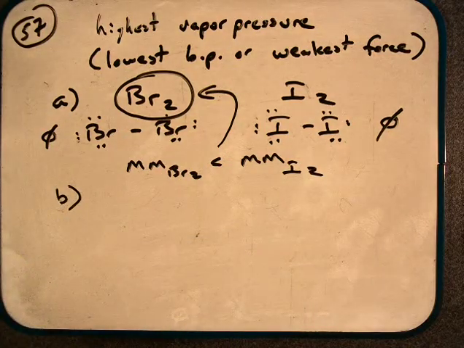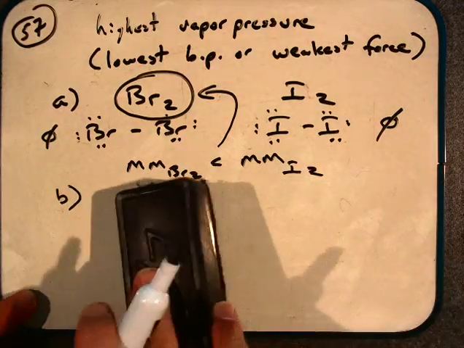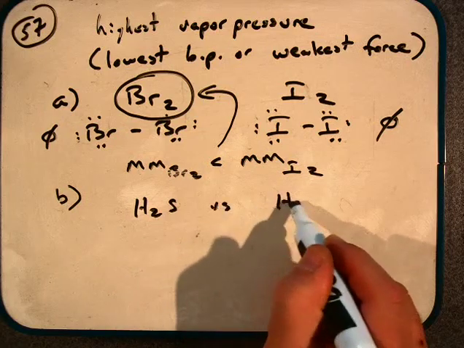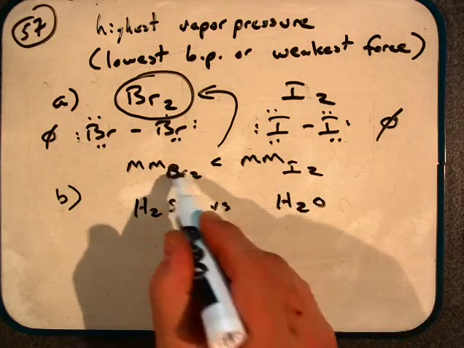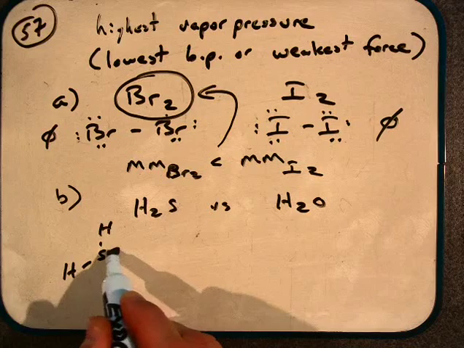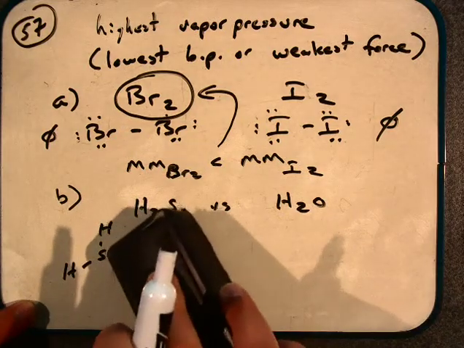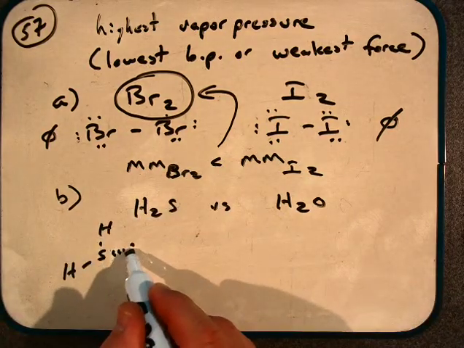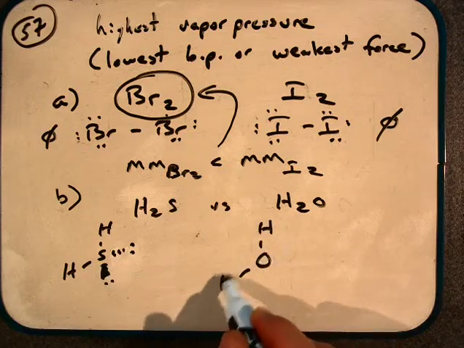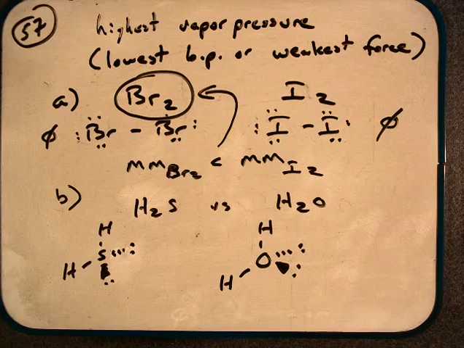Part B looks at comparing H2S versus H2O. And so if we draw each one of these molecules, we see we have a very similar structure. Both of these are tetrahedral electronically and bent according to their molecular geometry, but they have different forces of attraction.